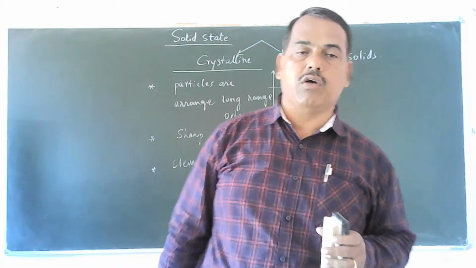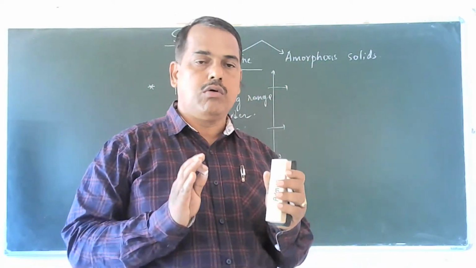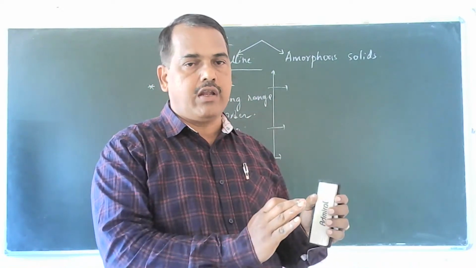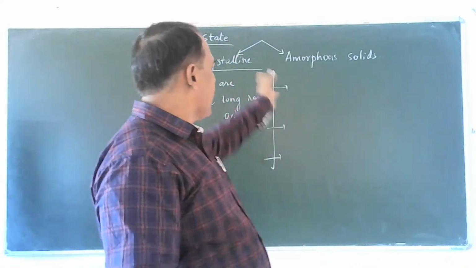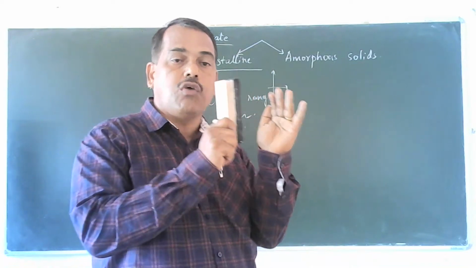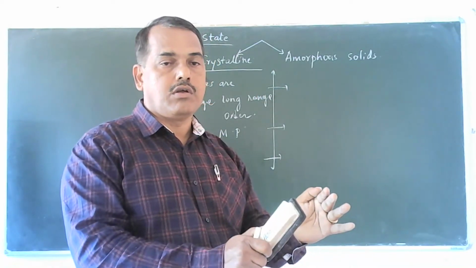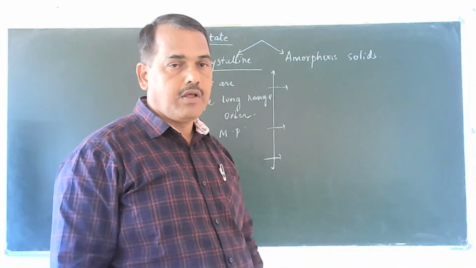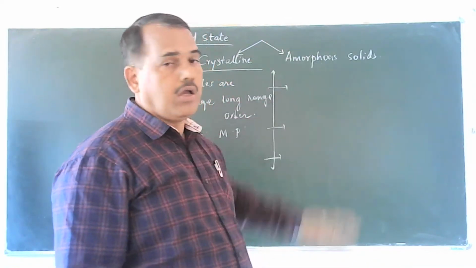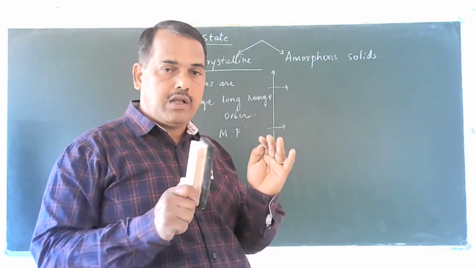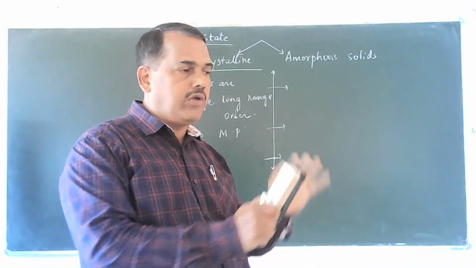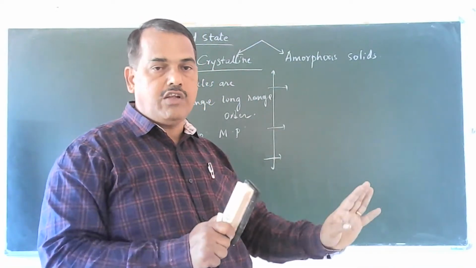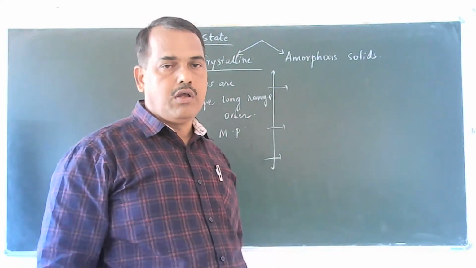amorphous. See, in an amorphous solid, we have no doubt it is a solid, an orderly arrangement is there. Even that orderly arrangement is for a short range. For a short range, you can find its arrangement. So therefore, they are called amorphous solid. The particles are arranged orderly to a short range. That is the major difference between a crystalline solid and an amorphous solid.